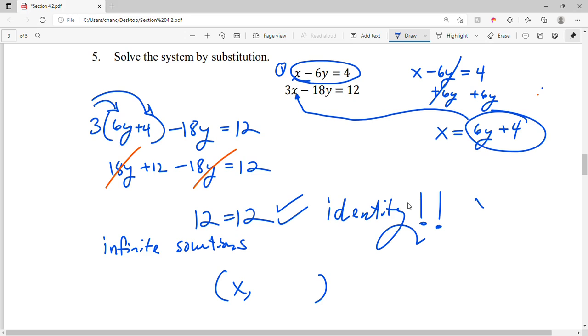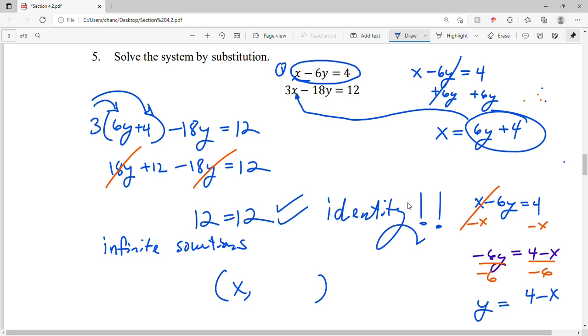And so let's write down x minus 6y equals 4 and we'll solve for y. I need to subtract the x from both sides. Negative 6y equals 4 minus x. I can divide both sides by negative 6 now. And so y is equal to 4 minus x over negative 6. And this is our solution. The ordered pair is of the form x comma 4 minus x over negative 6.